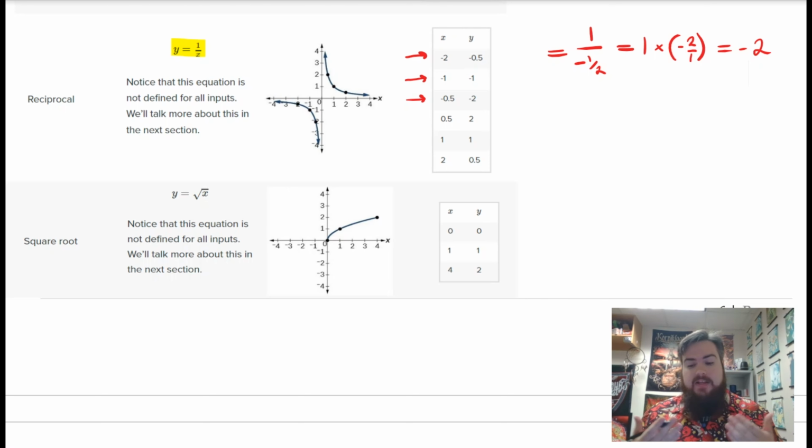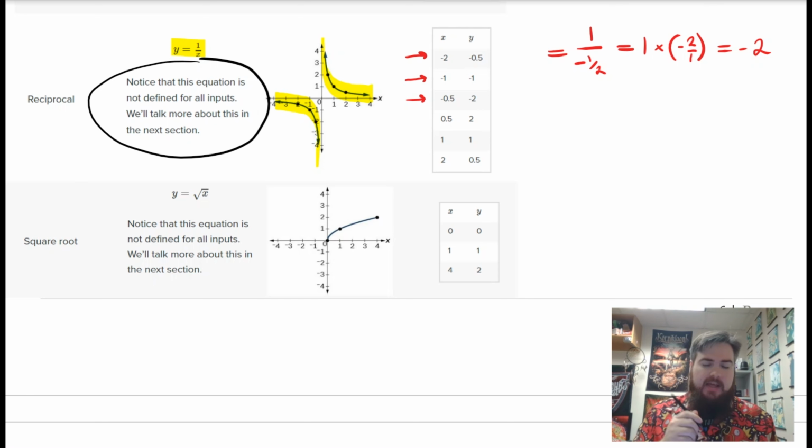Something to notice about this though, and we have this noted below the equation here. This equation is not going to be defined for all inputs. There are certain inputs that you can try to plug into y equals 1/x that will not give you anything real in return. Try thinking about that for a little bit in terms of what values would not work for y equals 1/x.